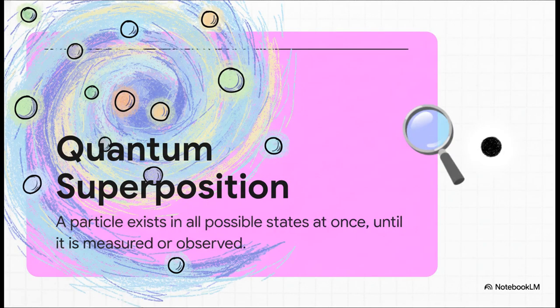Okay, to really get this, we need to wrap our heads around a core quantum idea called superposition. In the quantum world, before you actually look at a particle, it doesn't have one single identity. It's more like a cloud of probability, existing in all of its possible states at the exact same time. It's only when you measure it, when you look, that that whole cloud collapses into a single, definite reality.